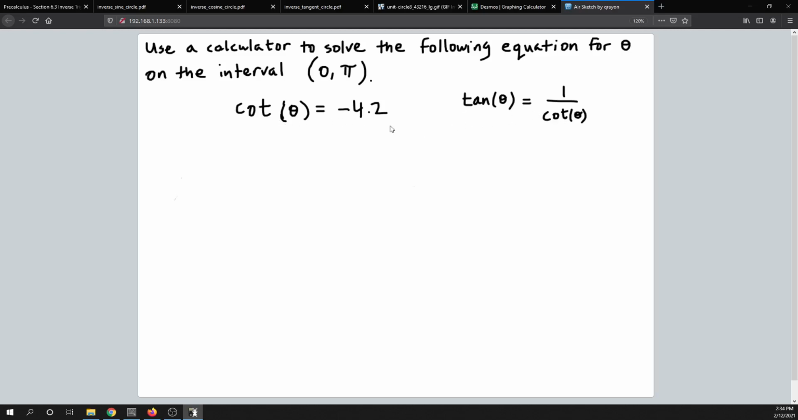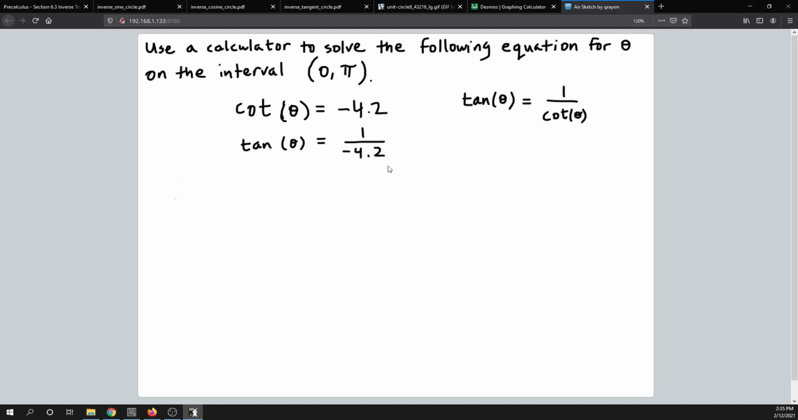So if these two sides are equal to each other, then when I take their reciprocal, 1 over that, so 1 over the cotangent, that is going to be equal to tangent. So if I flip cotangent over, 1 over cotangent, it's going to be equal to tangent. And then I have to flip the other side over as well to keep things balanced out. So basically we are looking for where the tangent is equal to 1 divided by minus 4.2. And that will be the same place roughly where the cotangent is.